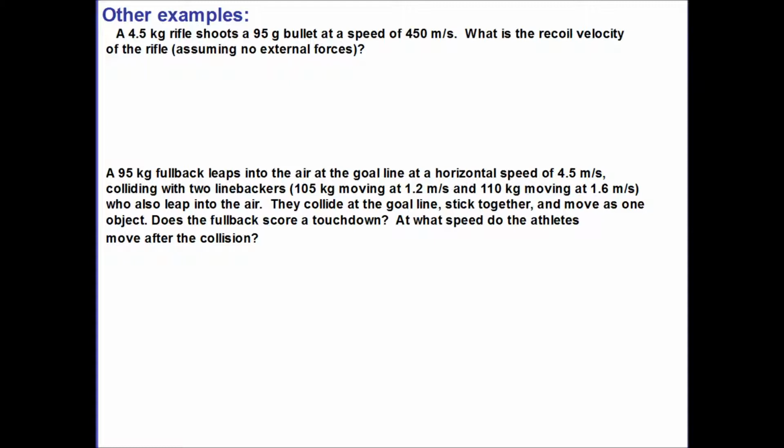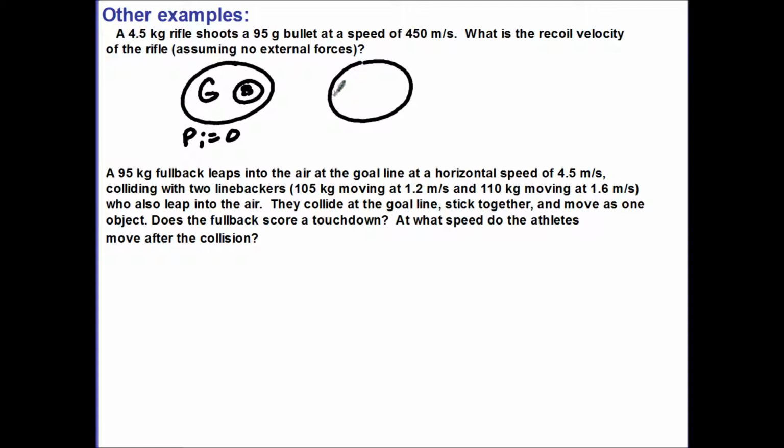Here we have a 4.5 kilogram rifle that's shooting a 95 gram bullet. I'm going to go ahead and draw that with the bullet. Here's the gun inside. Here's the bullet. The gun with the bullet inside of that. The total momentum to begin with was 0. And so after the explosion, we see that the gun is going to recoil this way with a certain velocity while the bullet is being shot out this way with a much greater velocity. It should make sense that that's the case because it's so small, 450 meters per second.